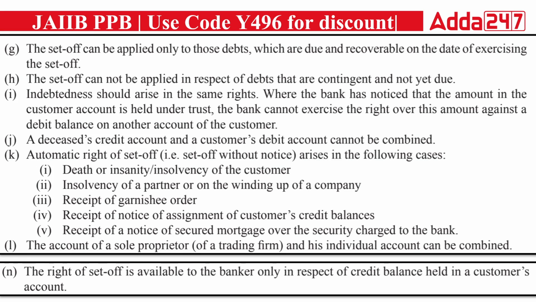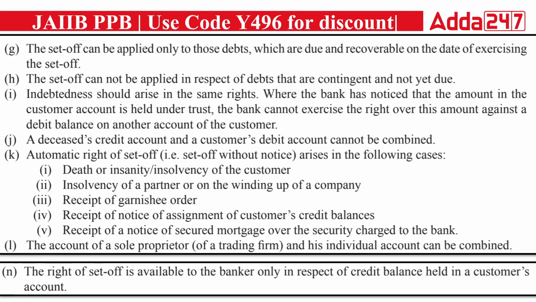Also, the set off can be applied only to those debts which are due and recoverable on the date of exercising the set off. The set off cannot be applied in respect of debts that are contingent and not yet due. If you want to perform the set off, the debt should be due. Then indebtedness should arise in the same right. Where the bank has notice that the amount in the customer's account is held under trust, the bank cannot exercise the right over the amount against a debit balance or another account of the customer. The deceased's credit account and a customer's debit account cannot be combined.